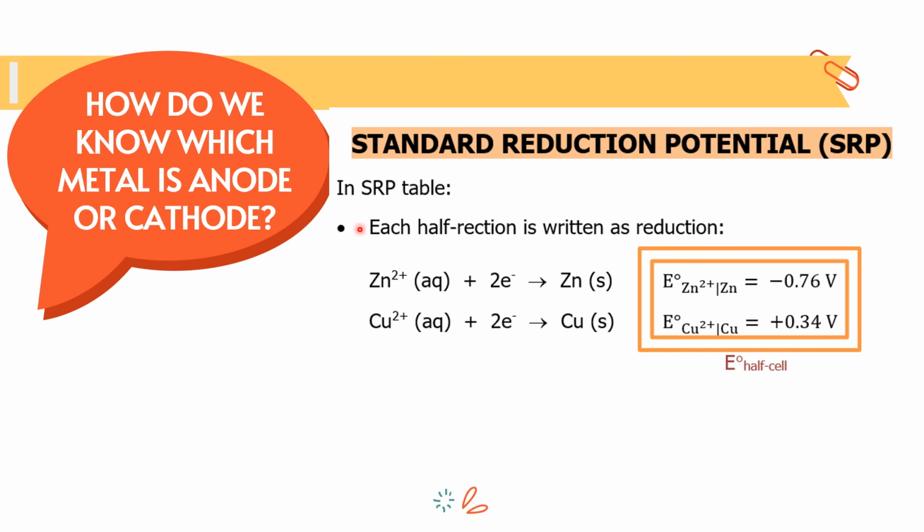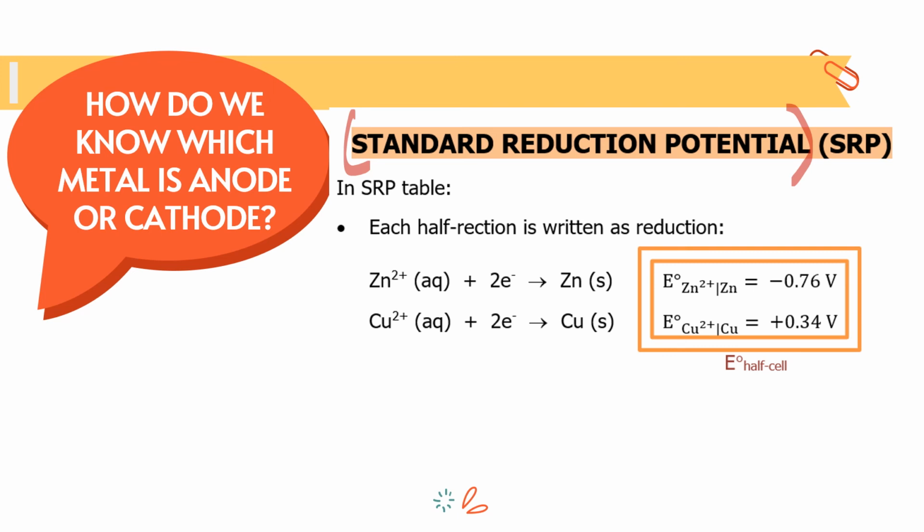In the SRP table, each half reaction is written as a reduction. So by the name itself, standard reduction potential, it means how easy it is for the metal to undergo reduction.